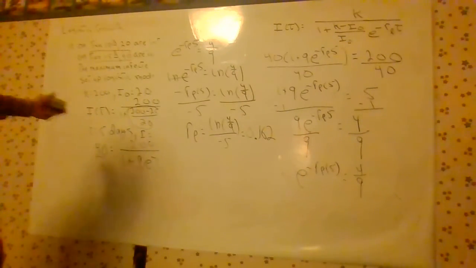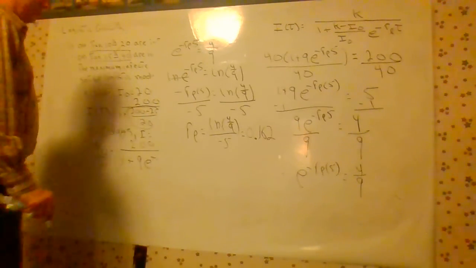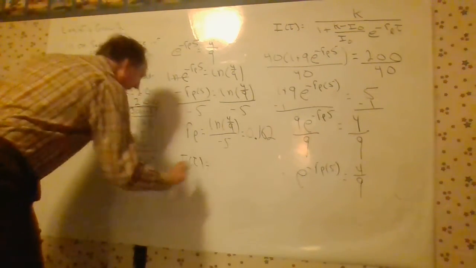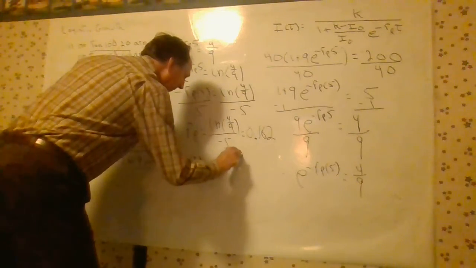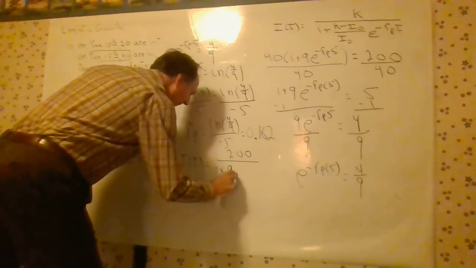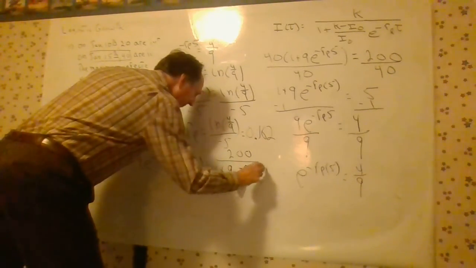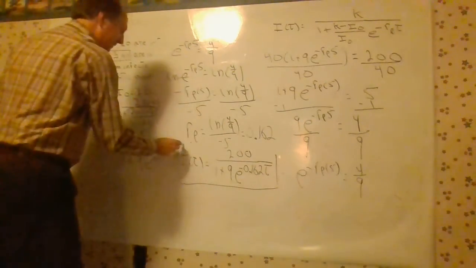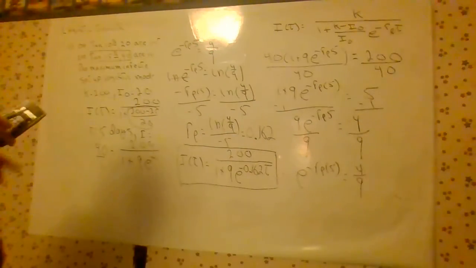Okay, our goal was to put that back into our logistic equation. I erased part of that, but in any event, we have I of t is equal to 200 over 1 plus 9 e to the negative 0.162 t. And there's our model. There's our logistic model.